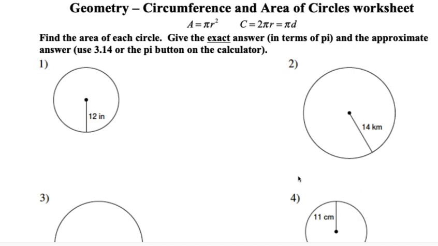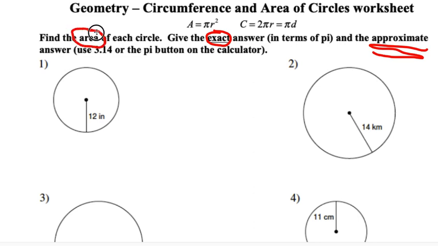An area of circles worksheet. We're just going to do some examples, one of each type. That should probably work. The key thing to remember when you're doing this is that they want the exact as well as the approximate answer. So that means you'll end up with two answers for each one.